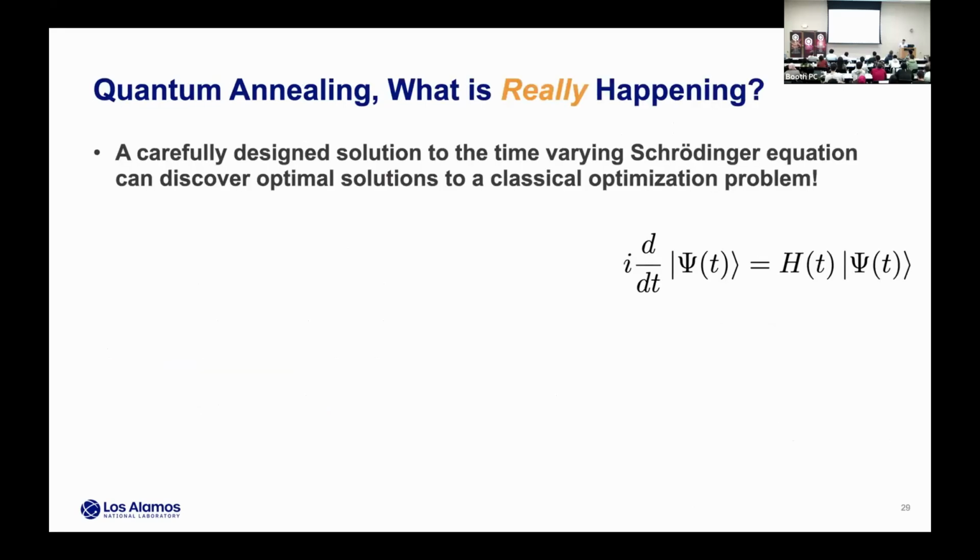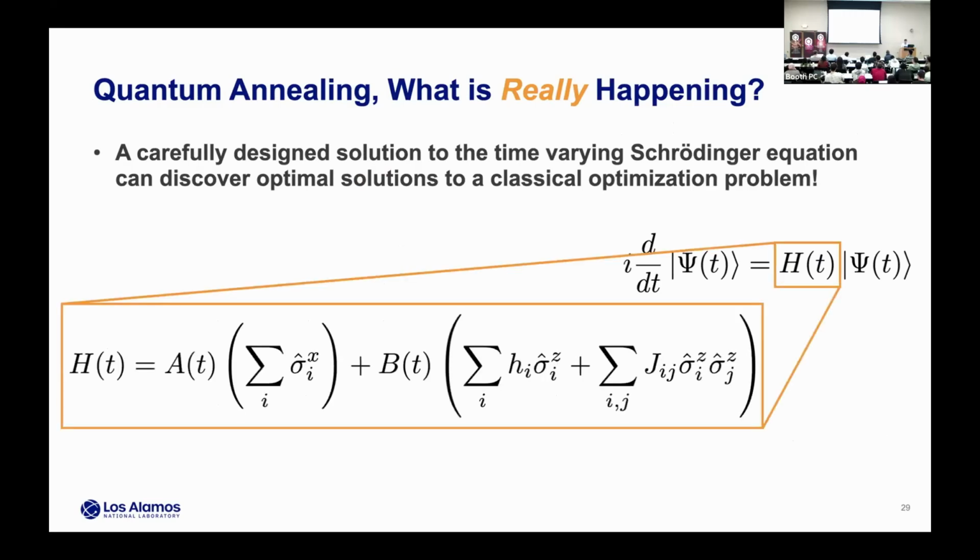So what is really happening? This is a carefully designed solution to the time-varying Schrodinger equation that can discover these optimal solutions to the classical optimization problem. So there's the unitary dynamics that we want to model, and all of the interesting stuff is what happens in this Hamiltonian. It's going to be a transverse field Ising model. That's why people built such hardware to do it. We're going to put our problem of interest on the Z basis.